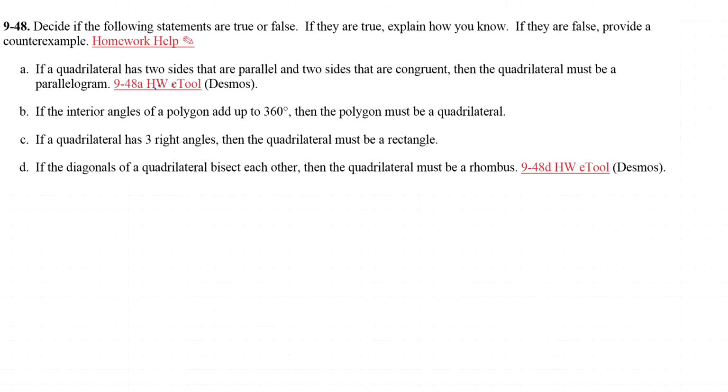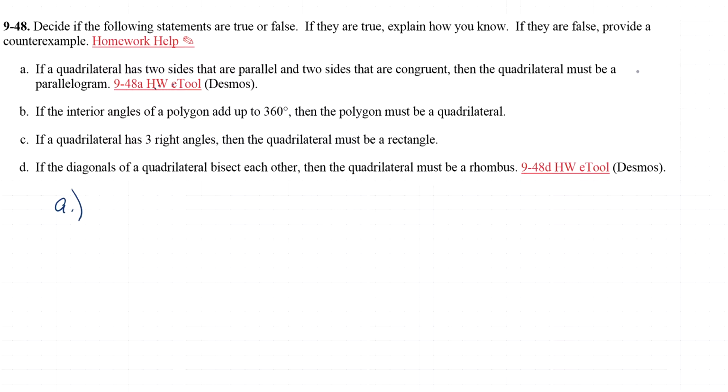948. Decide if the following statements are true or false. If they are true, explain how you know. If they are false, provide a counterexample. All right, so the first statement is if a quadrilateral has two sides that are parallel and two sides that are congruent, then the quadrilateral must be a parallelogram.